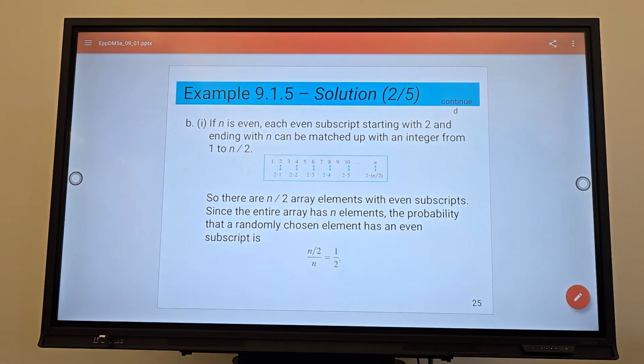If n is even, each even subscript starting with 2 and ending with n can be matched up with an integer from 1 to n divided by 2. So there are n over 2 array elements with even subscripts. Since the entire array has n elements, the probability that a randomly chosen element has an even subscript is 1 over 2.